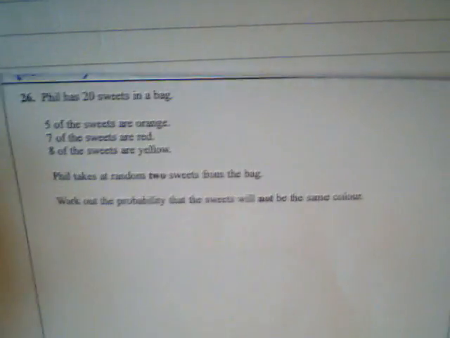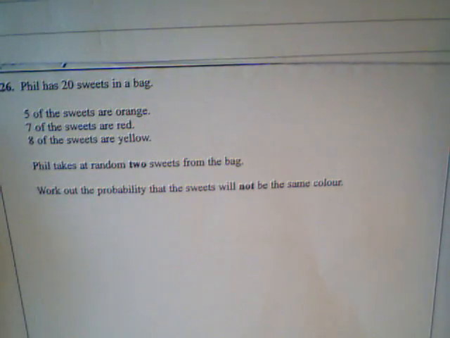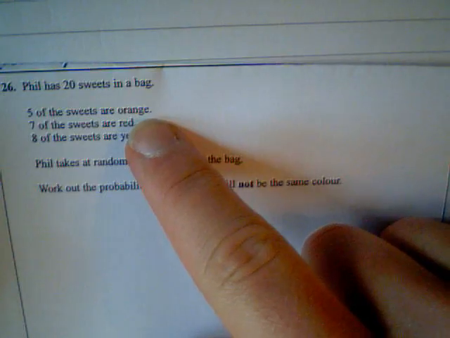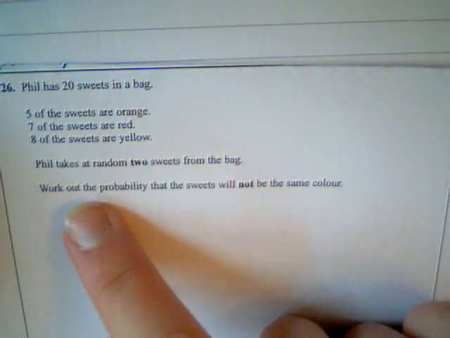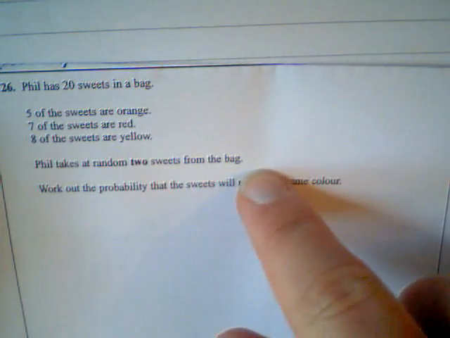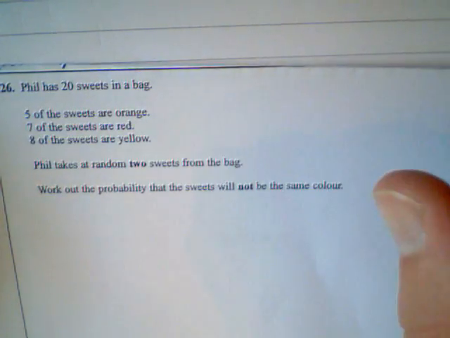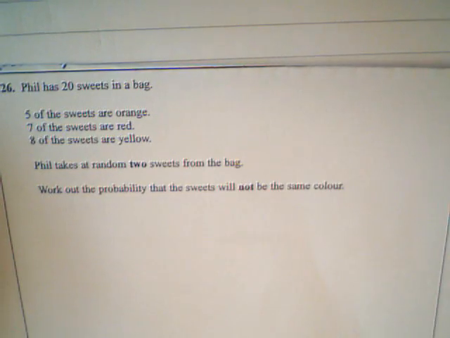So, question 26, the last question. Phil has 20 sweets in his bag. 5 of the sweets are orange, 7 of the sweets are red, and 8 of the sweets are yellow. Phil takes 2 sweets at random from the bag. Work out the probability that the sweets will not be the same colour.